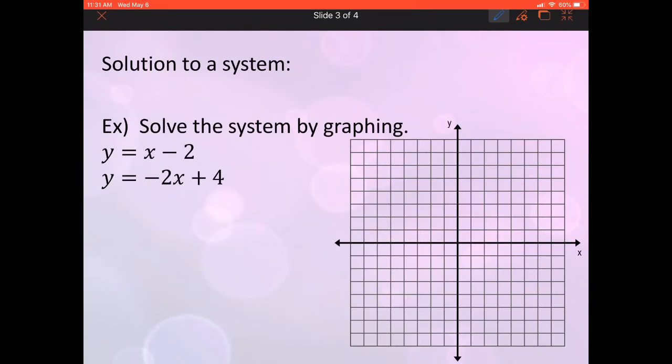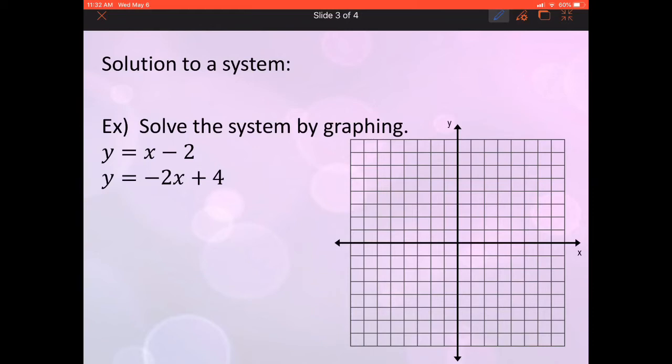Okay, so now that we've checked to see if something was a solution or not, we're going to actually find a solution instead of just checking it. So, since I told you the solution to a system was the ordered pair that makes both equations true, that means it's a point on both equations or both graphs. So if there's a point that's on both graphs, that means it is where they intersect.